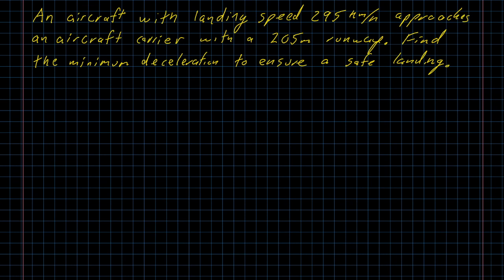This problem has a couple of interesting things going for it. An aircraft with landing speed 295 kilometers per hour approaches an aircraft carrier with a 205-meter runway. Find the minimum deceleration to ensure a safe landing. We're talking about things moving. We're going to call it a deceleration, but it's just an acceleration that we know is going to be in the negative direction, opposing the velocity.